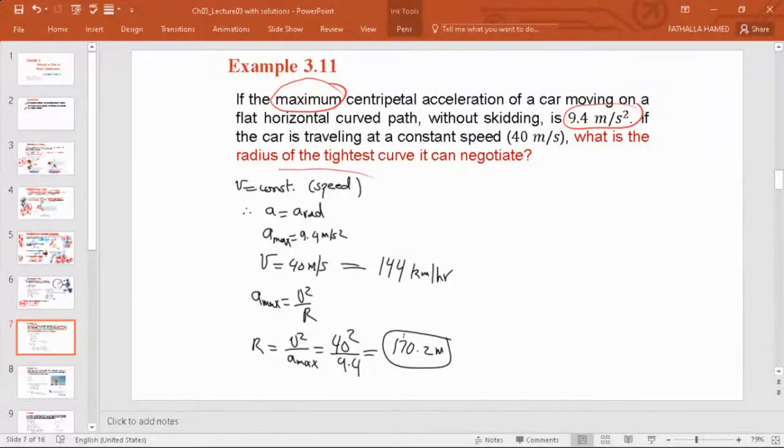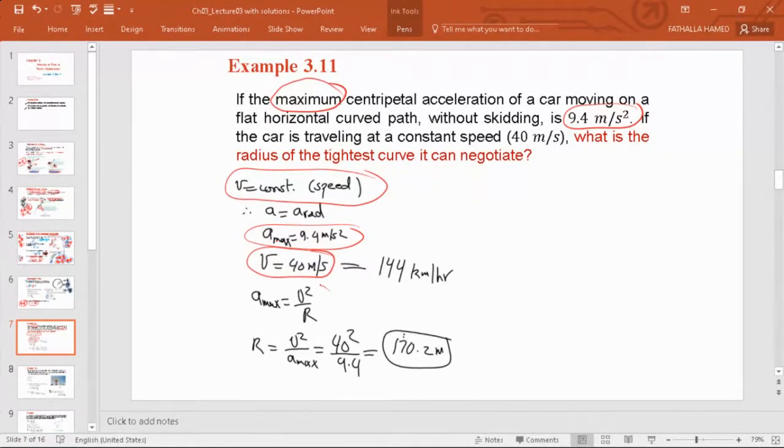Now, you know that your speed is constant in uniform circular motion. They give you the a_rad, which is equal to 9.4 meters per second squared. And they give you your speed, which is 40 meters per second. And they want the radius.